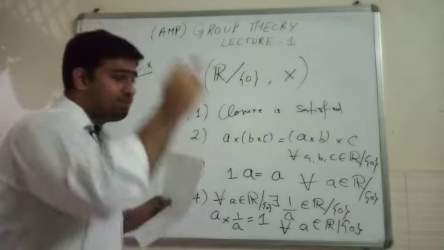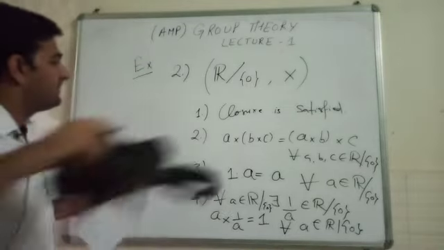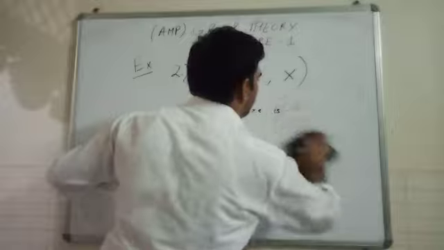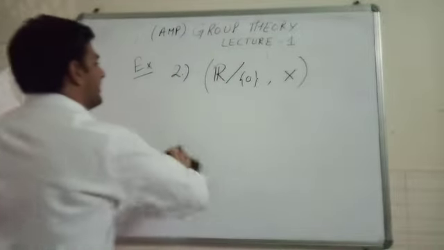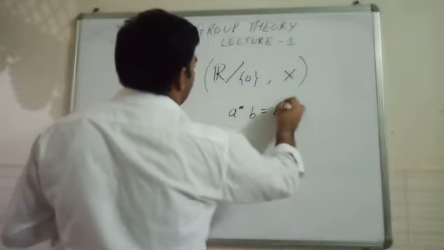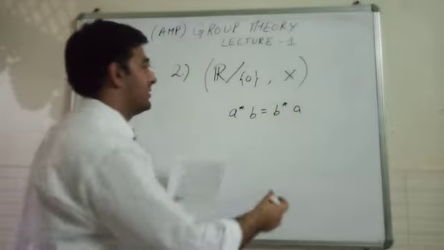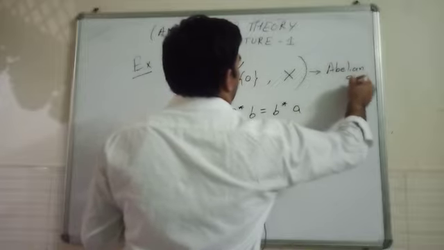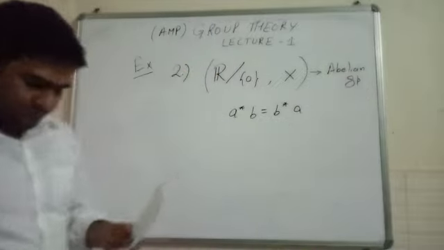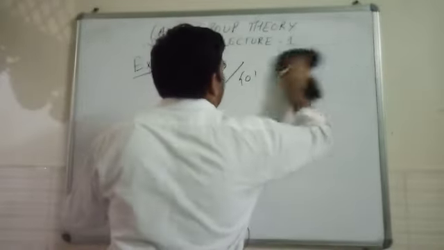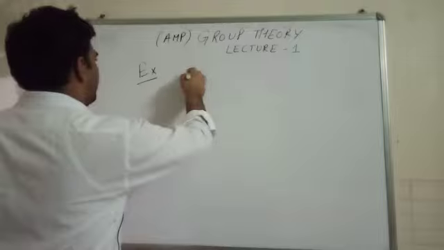Now, is it an abelian group? Yes, indeed it is, because multiplication is a commutative property. So A times B is equal to B times A for any two real numbers. So it's an abelian group. Let's look at another example, and that's a different one. This is the third example.